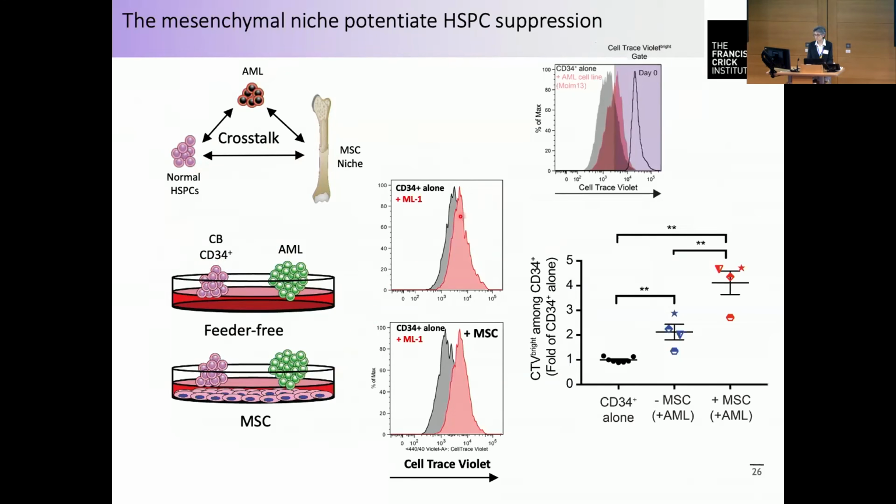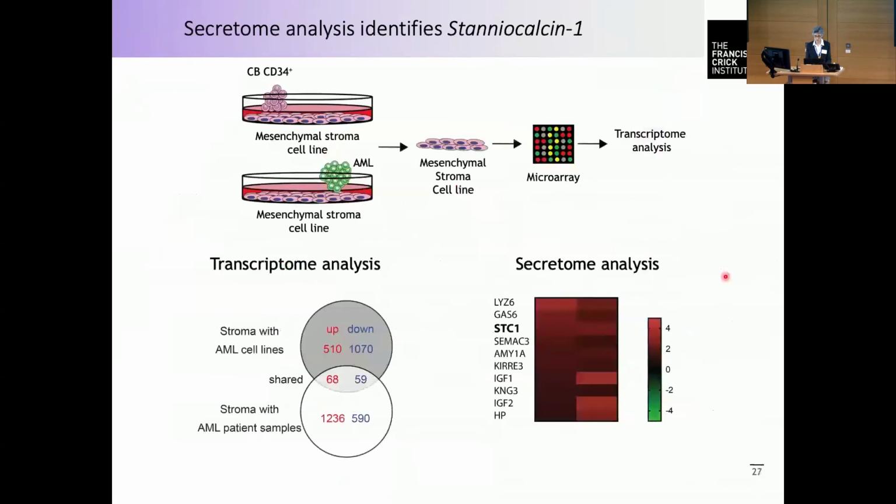And essentially the readout is that we know that normal stem cells don't proliferate in presence of AML. So we did these with CellTrace Violet, stained the normal stem cells and looked at their proliferation in contact with AML alone or in contact with AML and the stroma. And you can see quantification here that in contact with AML alone, there's a bit of an impediment of the proliferation, but it is exacerbated by the co-culture with mesenchymal stromal cells. So, a very short conclusion from that.